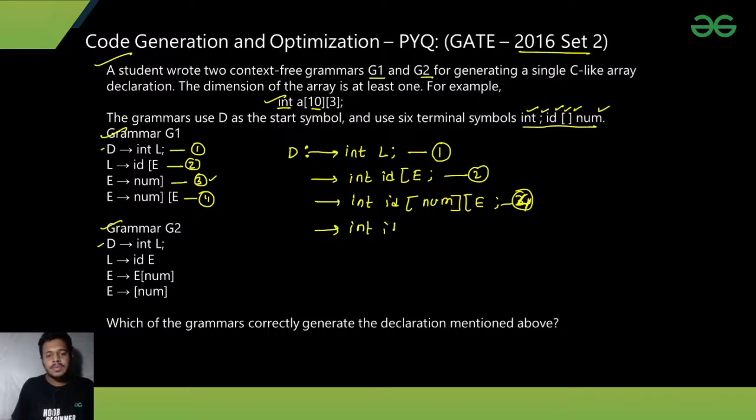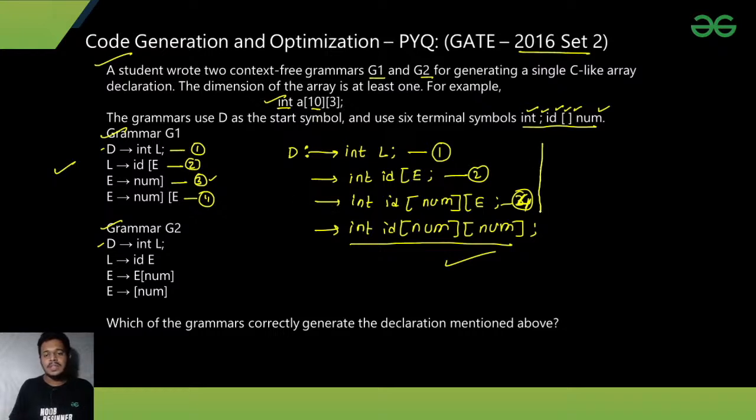Now we can use production rule 3. It was already there, and instead of this e, we can place num and closing braces, right? So now you can see the array declaration statement is generated. So grammar G1 can generate the array declaration statement.